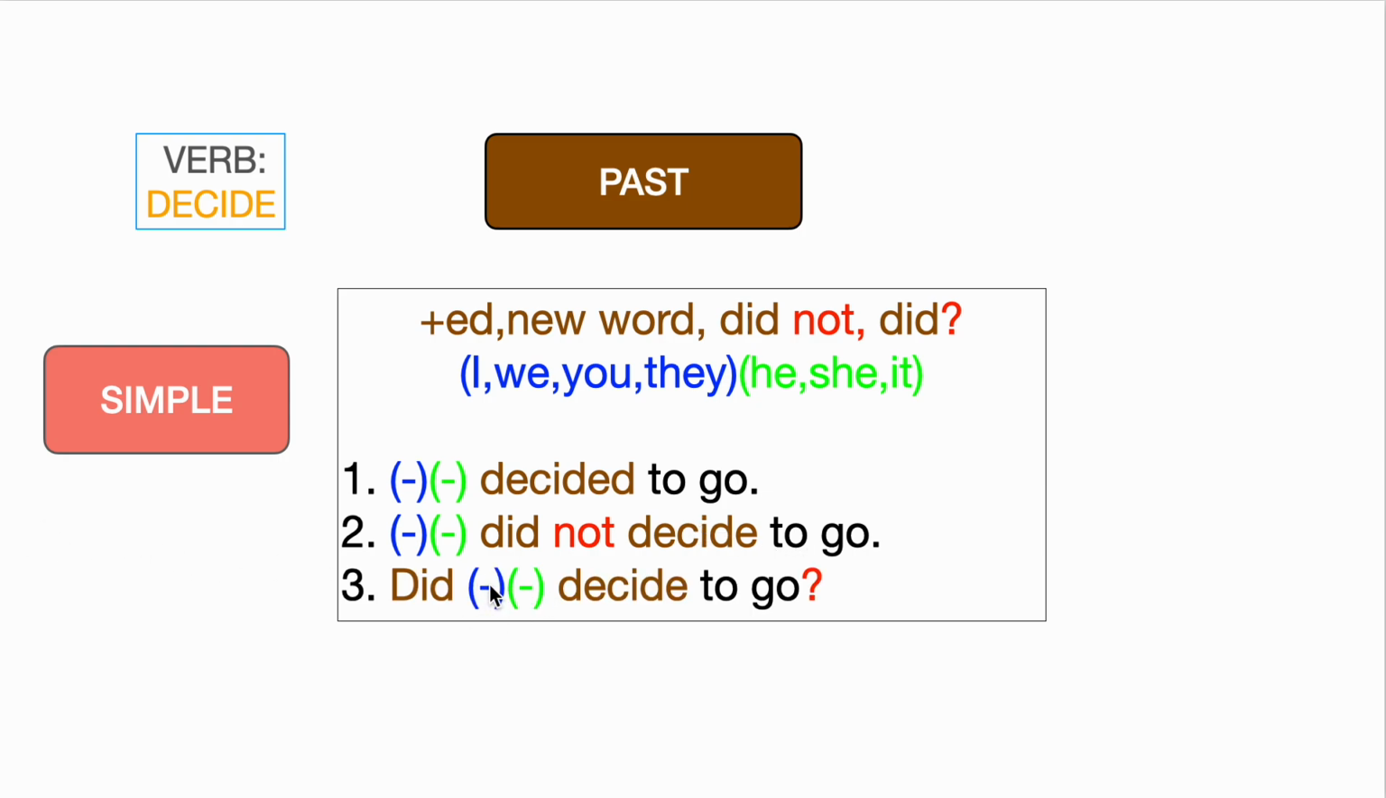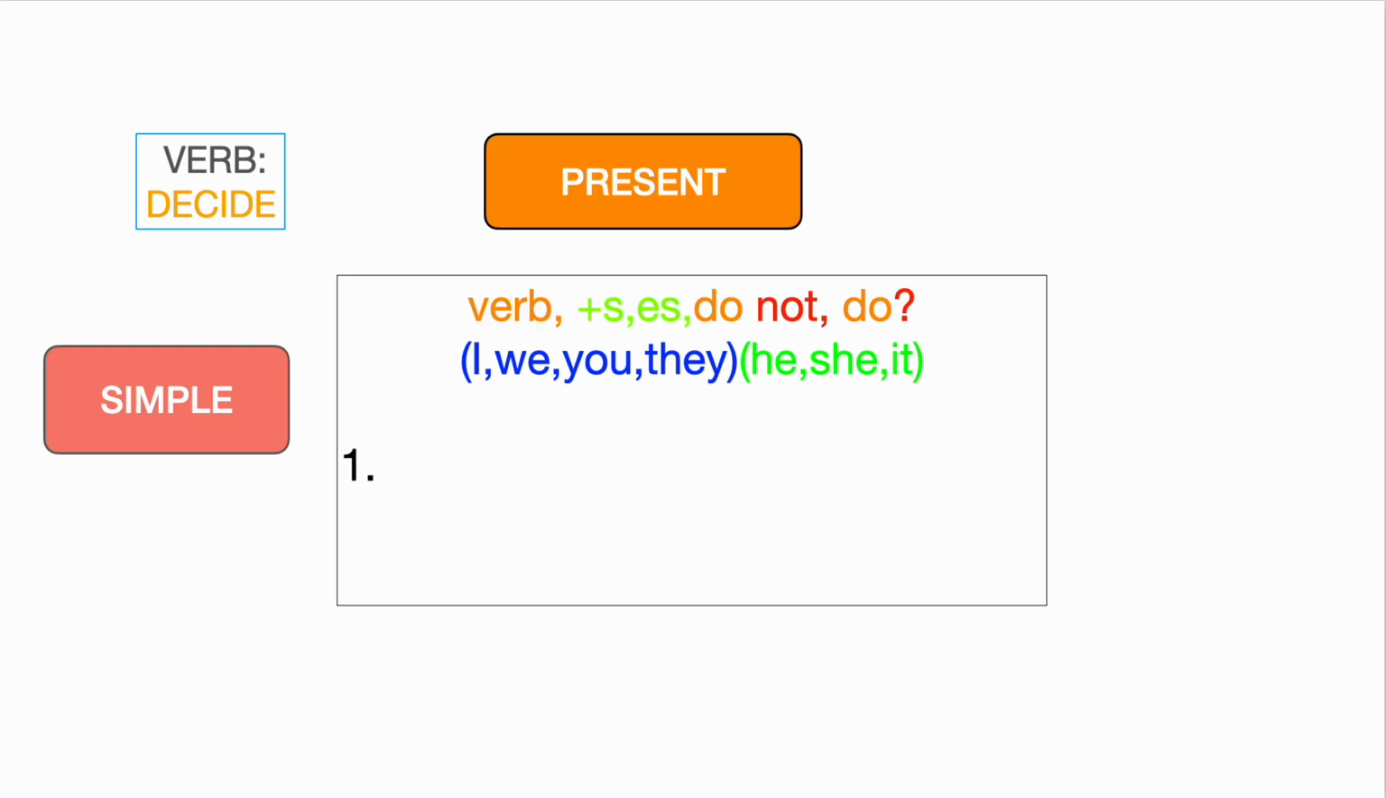And then as a question, the helping verb did comes first. Did I decide? Did you? Did he decide to go? Now present is the regular verb decide. He, she, it, the green color, add s or es. Helping verb do with not, and do as a question.